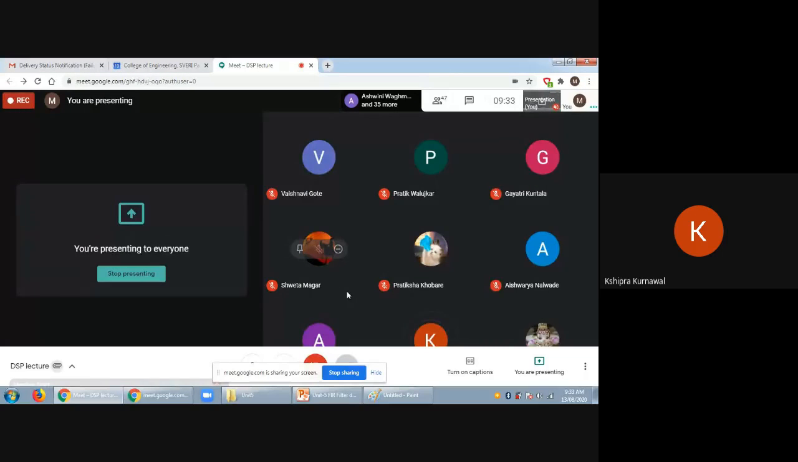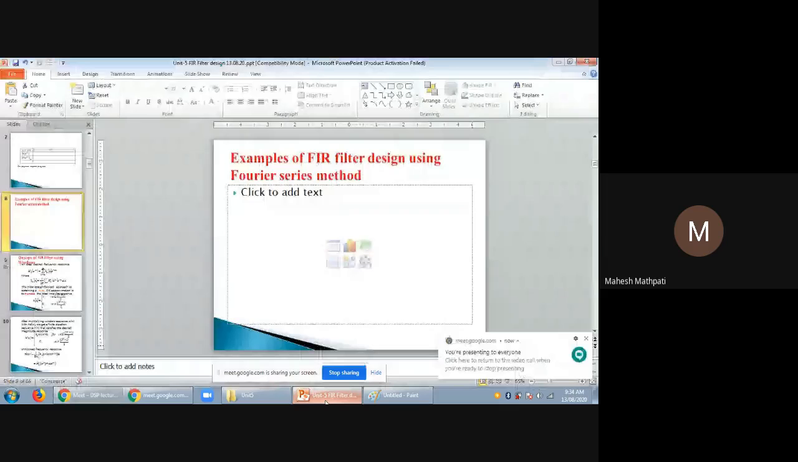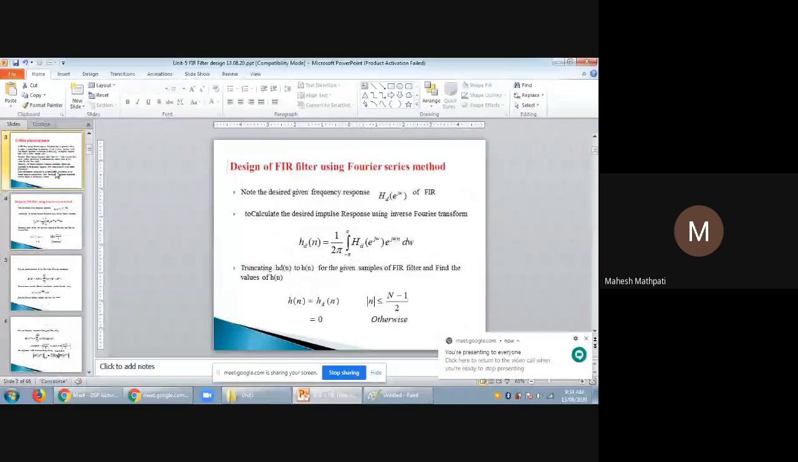Okay, before going to start with the example, let us revise in one or two minutes what we have discussed yesterday. Let me revise that part and we'll move ahead. In the first design step, we looked into the design of FIR filter using the Fourier series method, which we discussed in the last lecture.